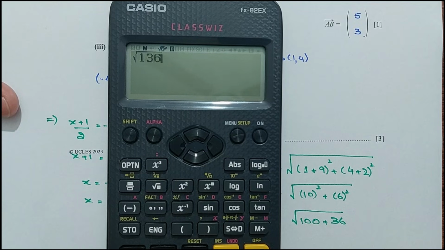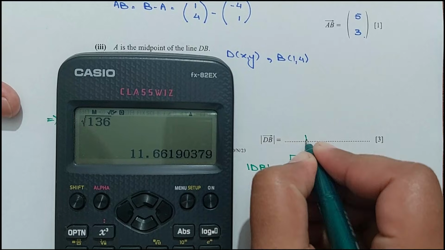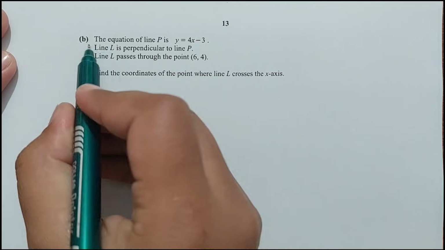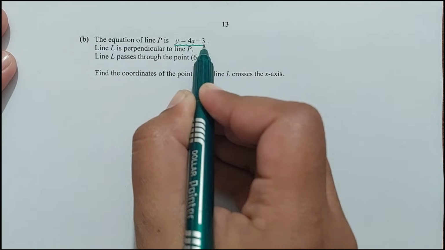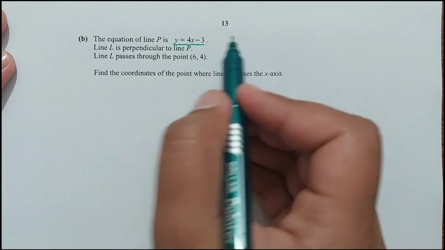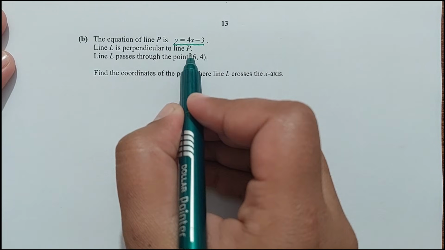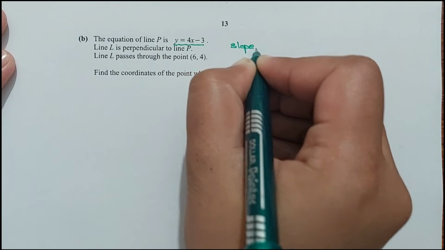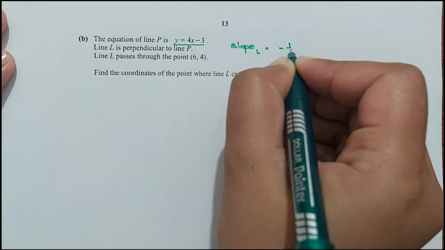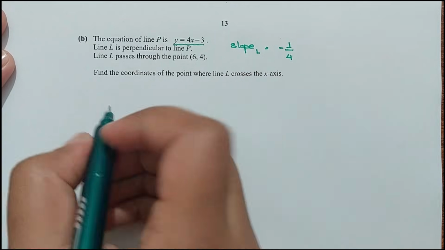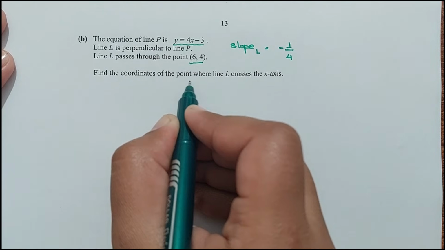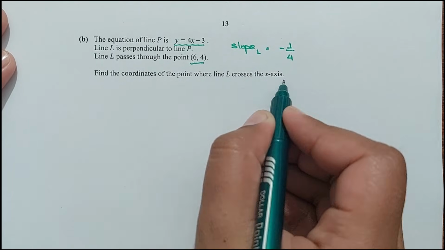Square root 136, that would be 11.66 or 11.7 units, we can say. Now for part B, the equation of line P is y equals 4x minus 3. Line L is perpendicular to line P, right? So we can say that the slope of line L is negative 1 by 4 because line L is perpendicular to P. Line L passes through the point (6, 4). Find the coordinates of the point where the line L crosses the x-axis.